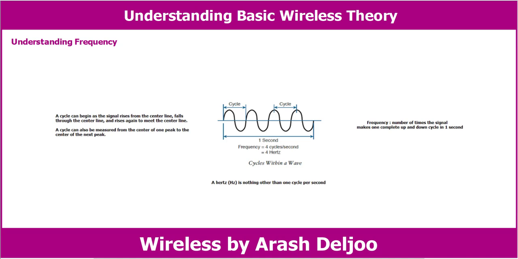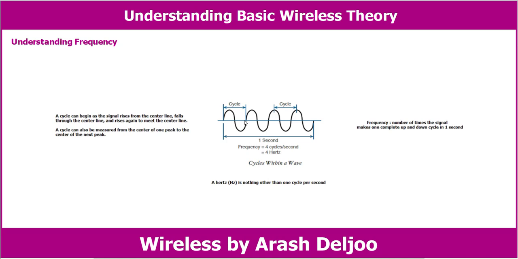Actually, it means that in 1 second, how many complete cycles are available. This figure, as you can see, shows how a cycle of a wave can be identified. A cycle can begin as the signal rises from the center line, falls through the center line, and rises again to meet the center line. For example, here, this wave rises up and then down to the center line, and after that again down and then up.